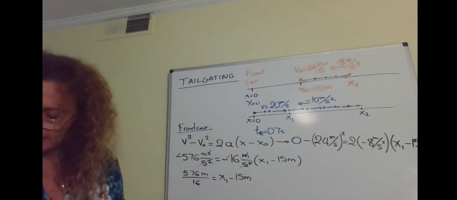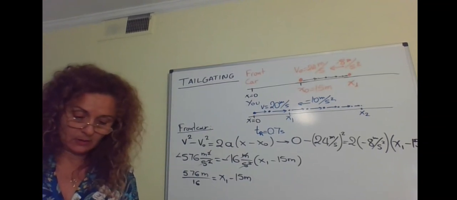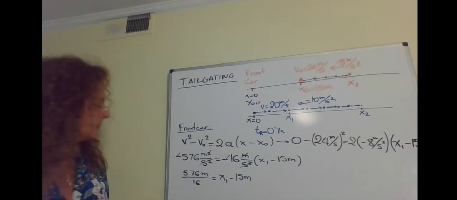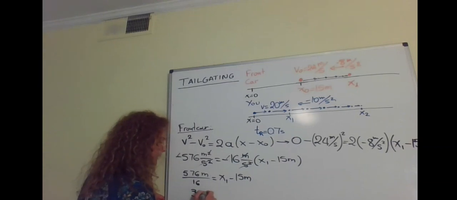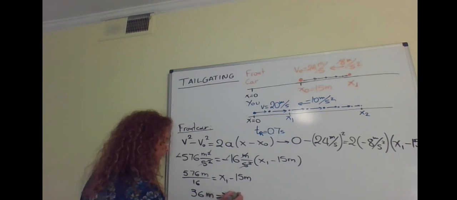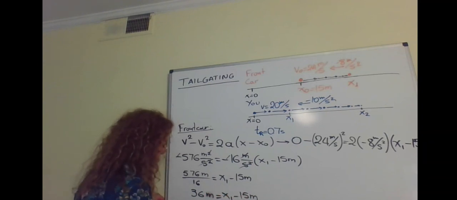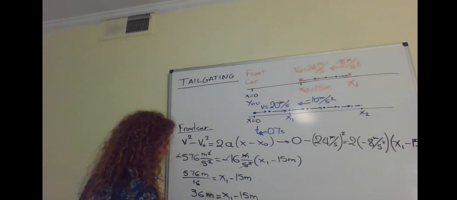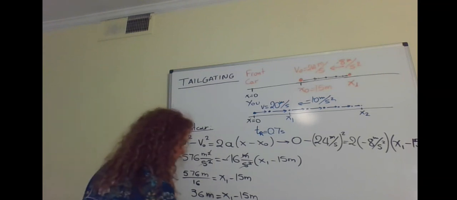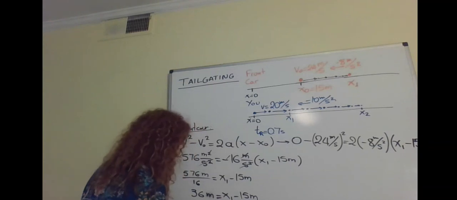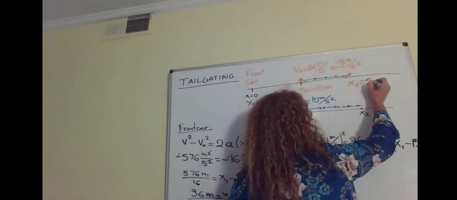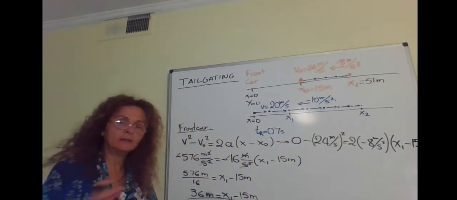Right? 576 divided by 16, hopefully it will be a nice number. Divided by 16, it should be 36. So 36 meters equals x1 minus 15. So x1 will be 36 plus 15 meters. So it should be 51 meters. So this is where he stops. So he stops at position 51 meters. And I did find the correct unit.